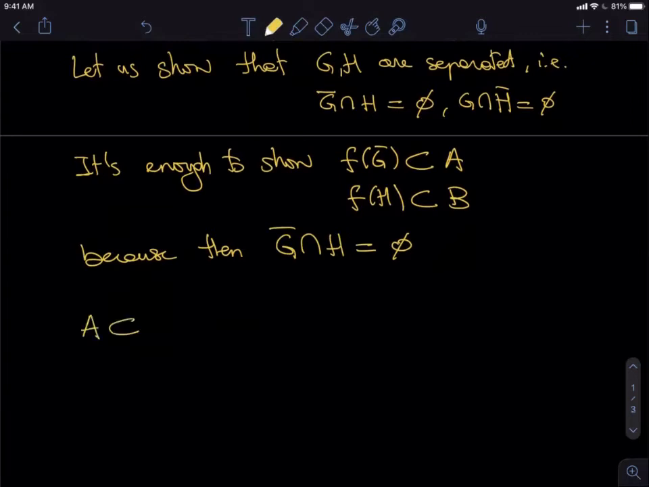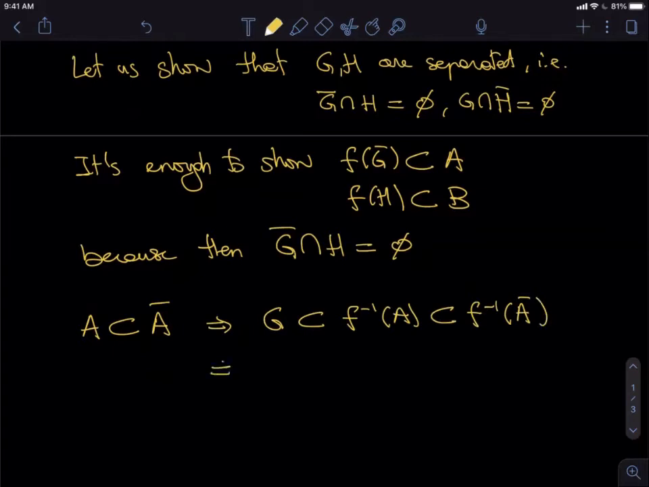First thing I want to note is that A is contained in the closure of A, and that means that the way we have defined G, G is contained in the inverse image of A, and then by this property I just said, the inverse image of A is contained in the inverse image of the closure. So that means that f of G is contained in the closure of A. This is not yet what I want. What I want actually is f of the closure of G. But we will get there.